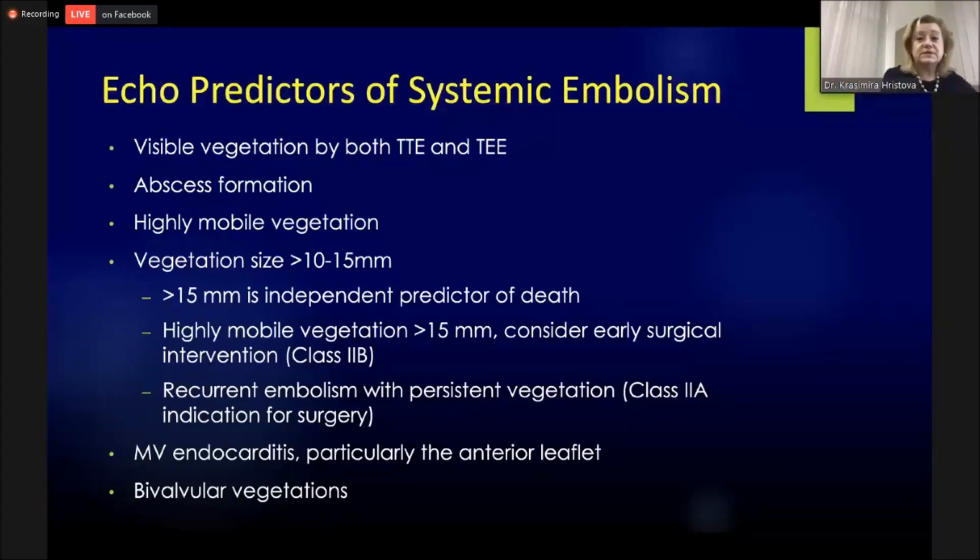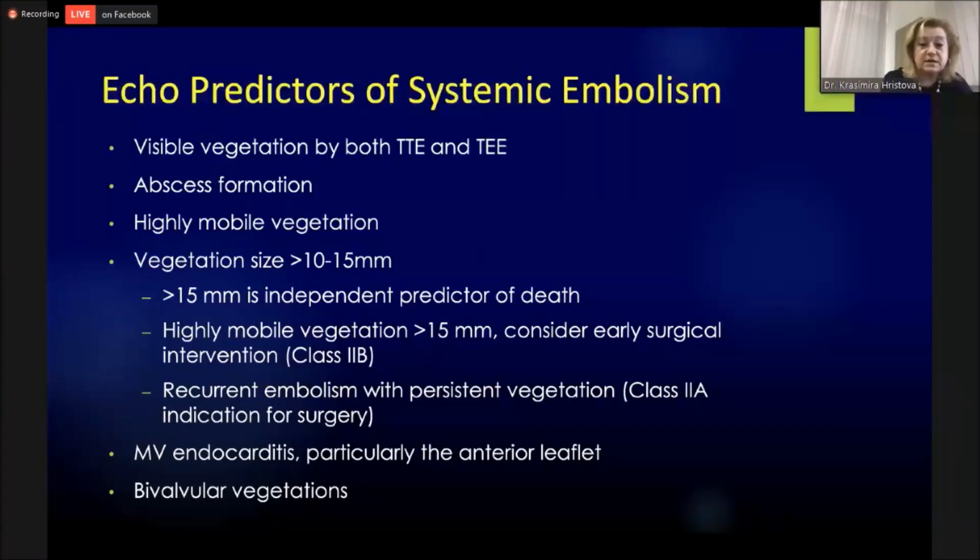Echo predictors of systemic embolism in patients with endocarditis: it is when we have a visible vegetation by both transthoracic and transesophageal echocardiography. More often we could find abscess formation and highly mobile vegetation, and especially when we have vegetation sizes more than 10 to 15 millimeters. Vegetation more than 50 millimeters is a very independent predictor of death. Highly mobile vegetation, also more than 50 millimeters, is considered for early surgical intervention.